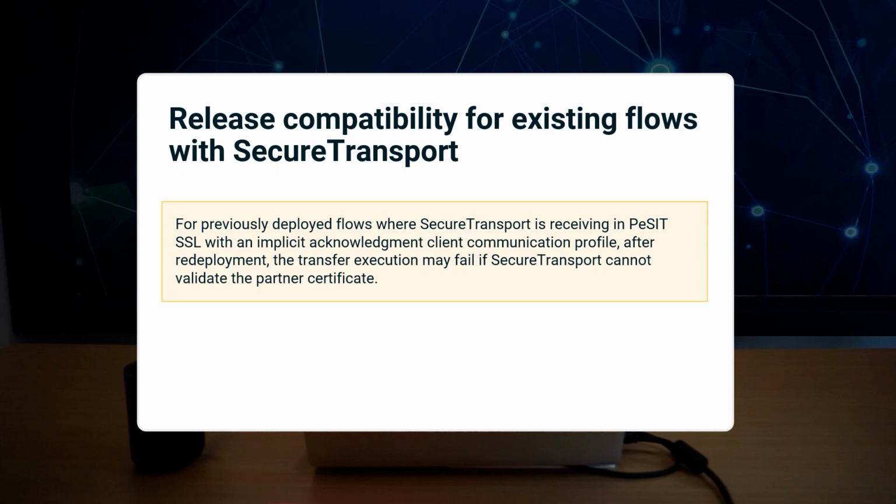Very important to know is that for previously deployed flows, where SecureTransport is receiving implicit SSL with an implicit acknowledgement client communication profile, after redeployment, the transfer execution may fail if SecureTransport cannot validate the partner certificate. You can find more information on how to overcome this in the description below.